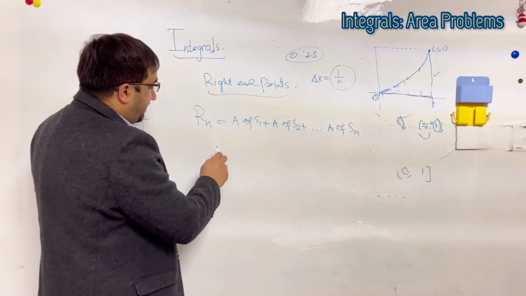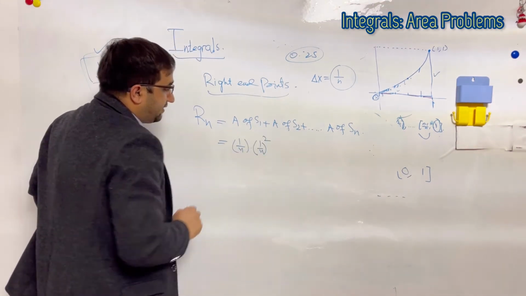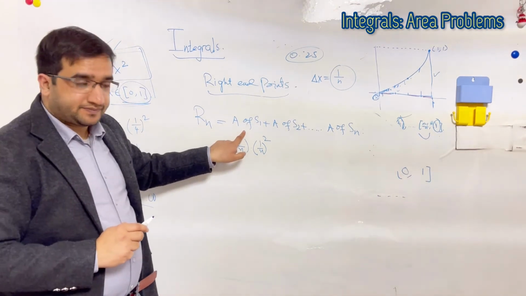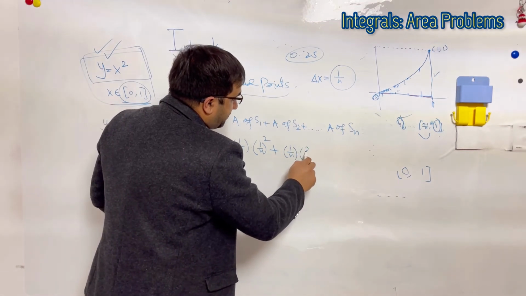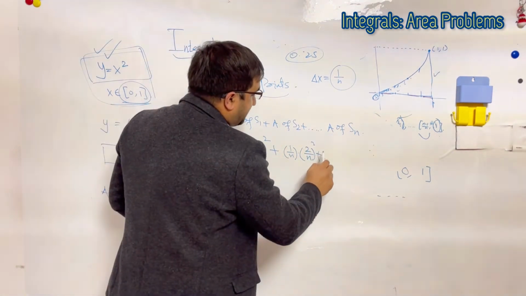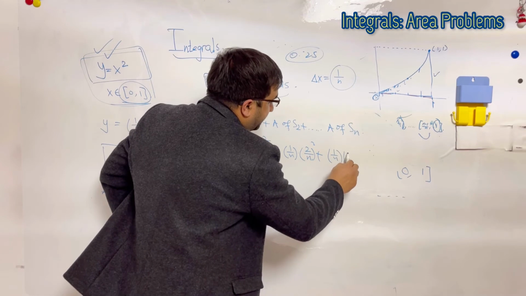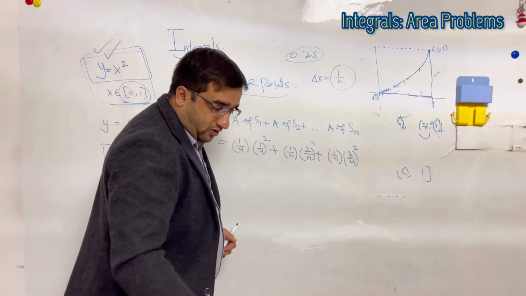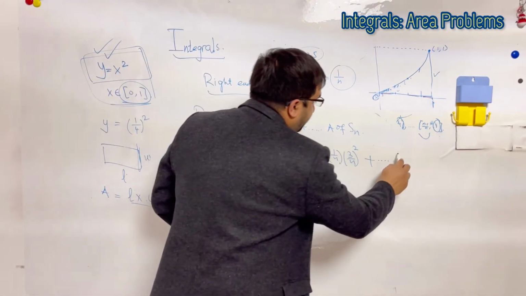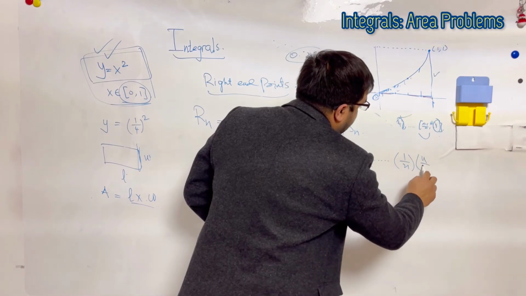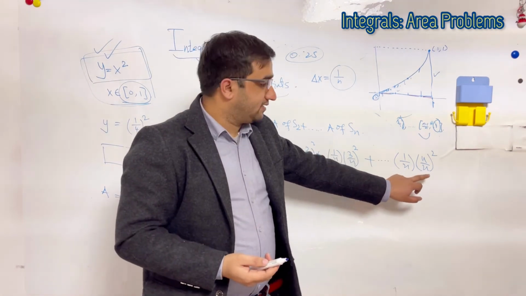So the area of S1 was 1 by n into 1 by n square, right? Plus area of S2 was 1 by n into 2 by n square. Plus if you want to write 3, you can write it. It is 1 by n into 3 by n square, and so on. So you can see the pattern. Last will be 1 by n into, let me write it, n by n square. Actually it is 1, so you are writing it n.